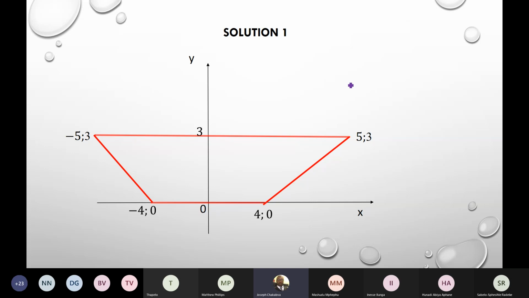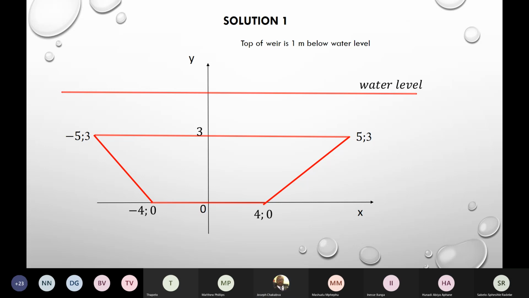Okay, so we have a trapezium. Now, this is our water level, right? Now, how do I know where the water level goes? They told me that the top of the well is 1 meter below the water level. So, let me use a different color. This is the top of the well. You see this here. This is the top of the well. Now it's 1 meter below the water level. You can see the one meter.